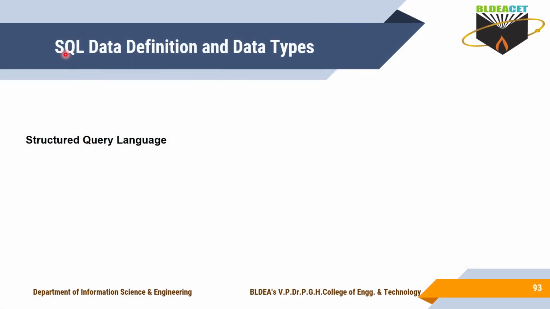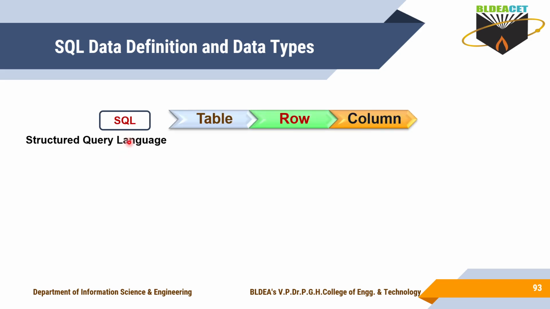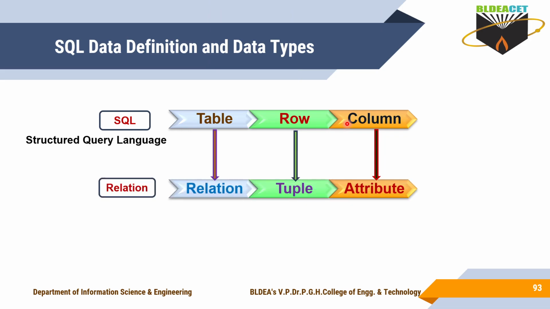So, SQL data definition and data types. You may have the question, what actually does SQL mean? SQL is a structured query language, and this structured query language is used in the relational data model for defining and retrieving information. In SQL, you are using the concepts of table, row and column. Actually, in relations you use the terms relation, tuple and attributes, whereas in SQL you are using the concepts of, once again, table, row and column.